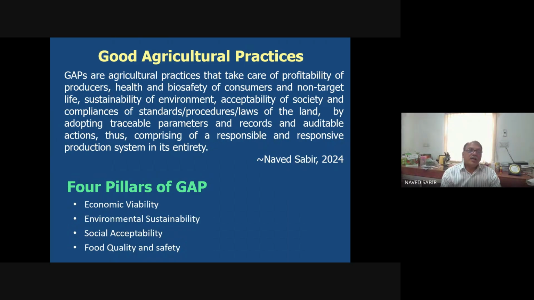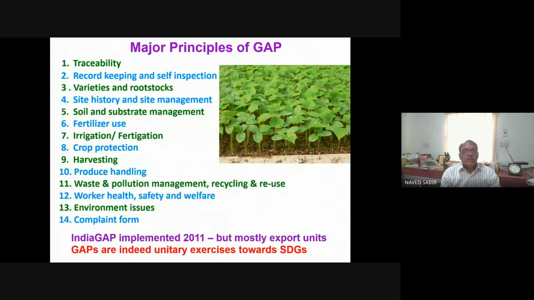Now, how are these good agriculture practices achieved? So we say that it has to be economically viable, environmentally sustainable, socially acceptable, and ensuring food quality and safety. So we see that there are 14 major principles of good agriculture practices. First and foremost is the traceability. Suppose you buy a vegetable from the market and it is a packed vegetable, for instance, there is a barcode on it. Then you have a scanner of the barcode, you are a member of that system.